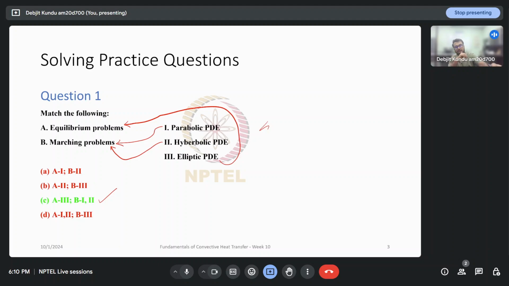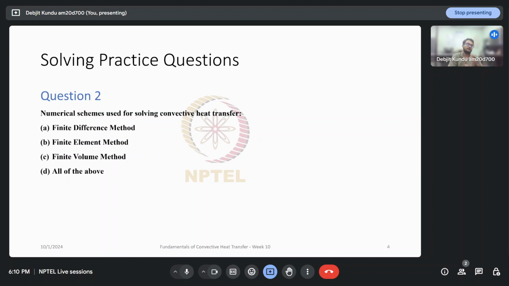Right. Okay. Moving on to question number 2 now, which is asking which of these are numerical schemes used for solving convective heat transfer problems. Is it option A, finite difference method? Is it option B, finite element method? Is it option C, finite volume method? Or is it option D, all of the above? It's a simple one. Let's take a look at the solution. It's actually all of the above.